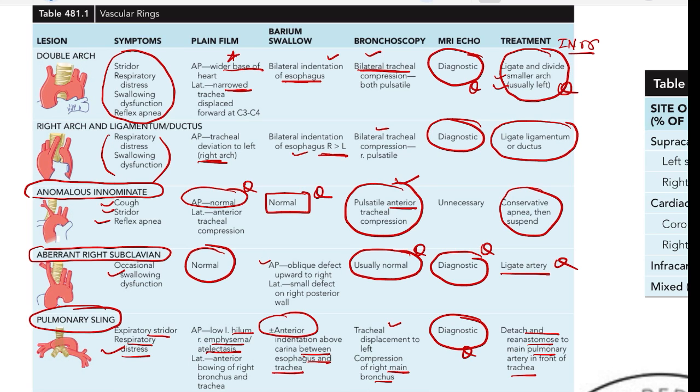You have to revise this vascular ring stuff once again. They'll ask which is the important investigation to diagnose these conditions, treatment of these conditions, what is the bronchoscopy finding, what are the barium swallow findings. So these are actually 3 to 4 potential MCQs that can come from this important table.